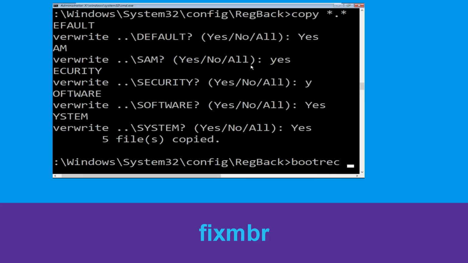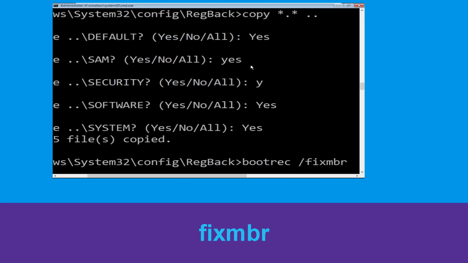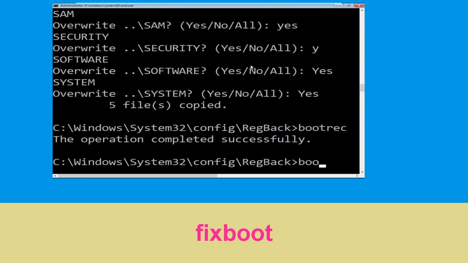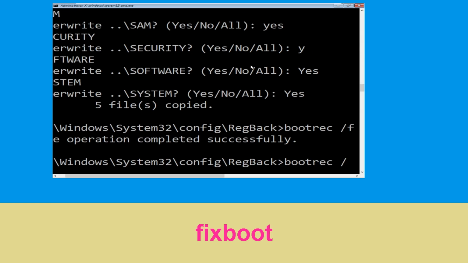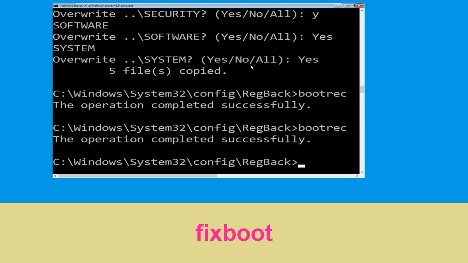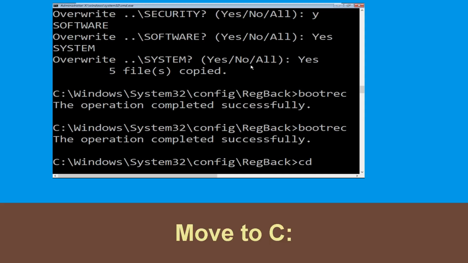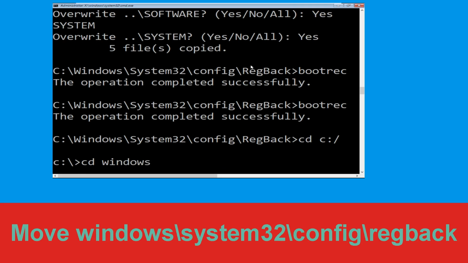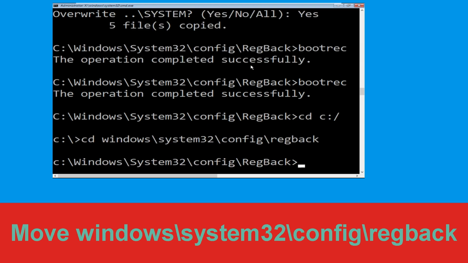Type in bootrec /fixmbr and hit enter to execute the command. Type bootrec /fixboot and hit enter. Now type in cd c:/ and simply hit enter to execute the command. Let's execute this command. Type cd windows/system32/config/regback. Then simply we need to hit enter to execute this command.